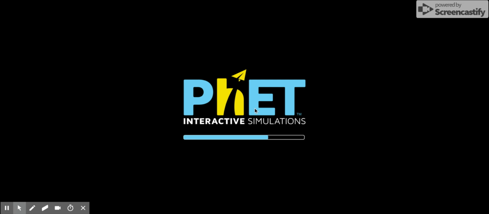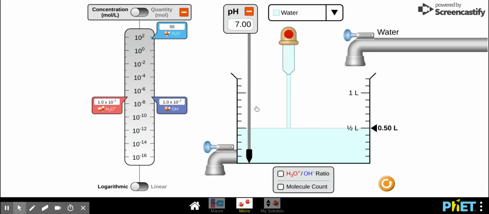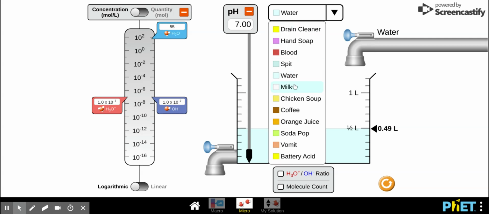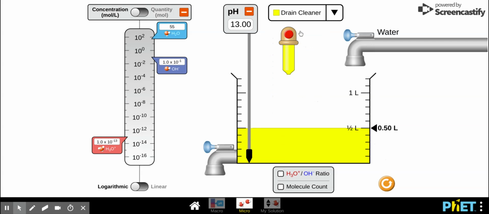On the micro side, it shows us the concentrations of hydroxide ions and hydrogen protons that are in our solution. So right now we're at 7, so everything's neutral, but let's add some drain cleaner and you can see how everything changes. So it's a very useful, very concrete way of showing these things.